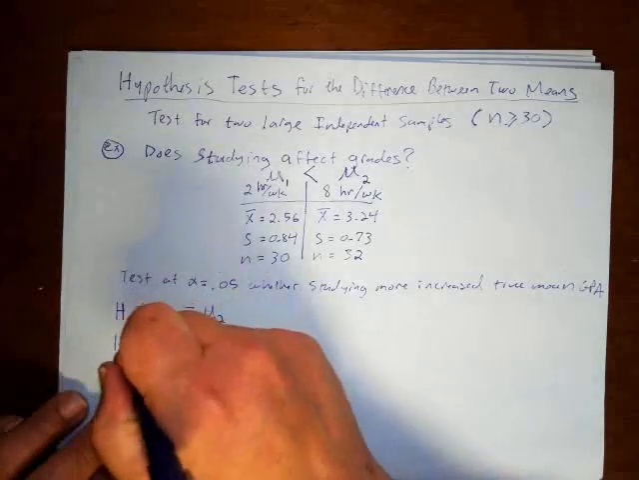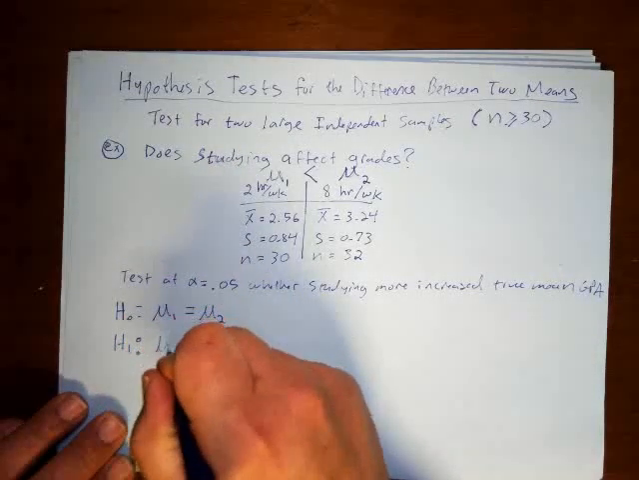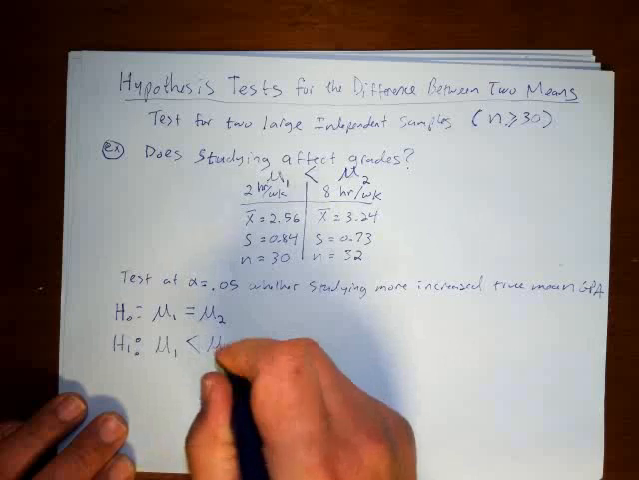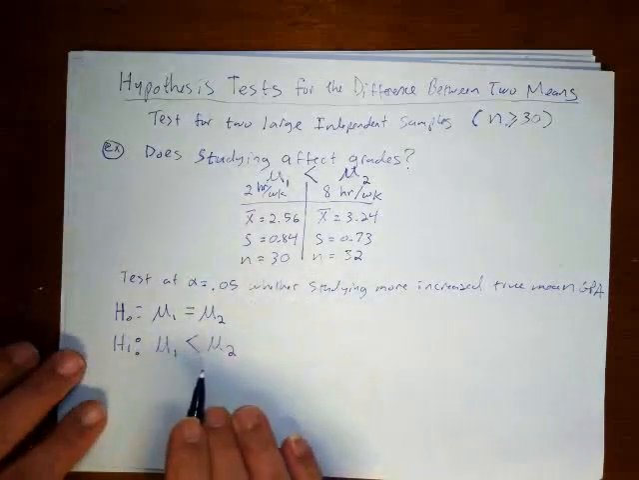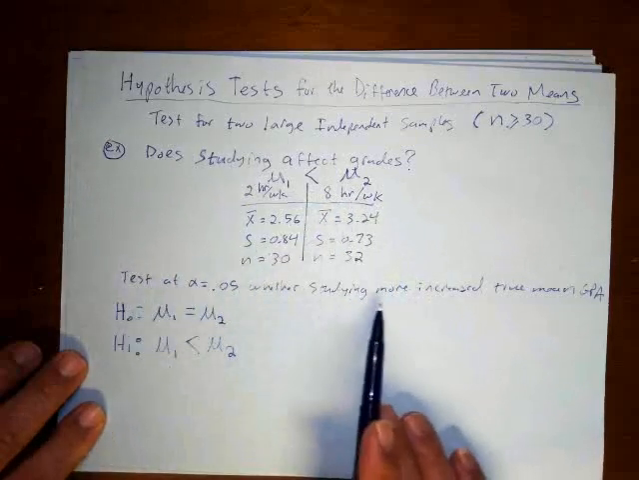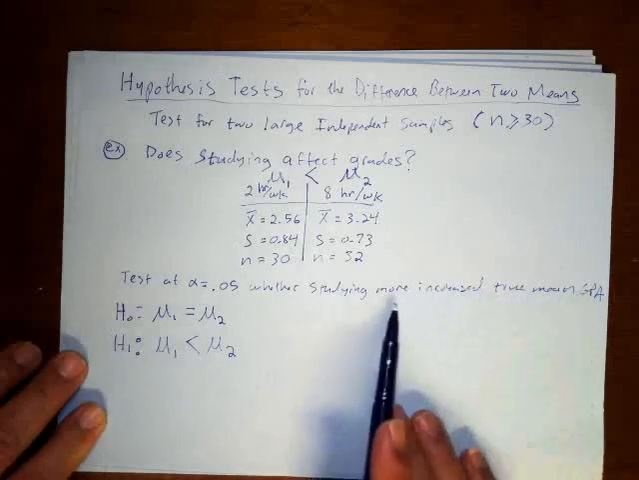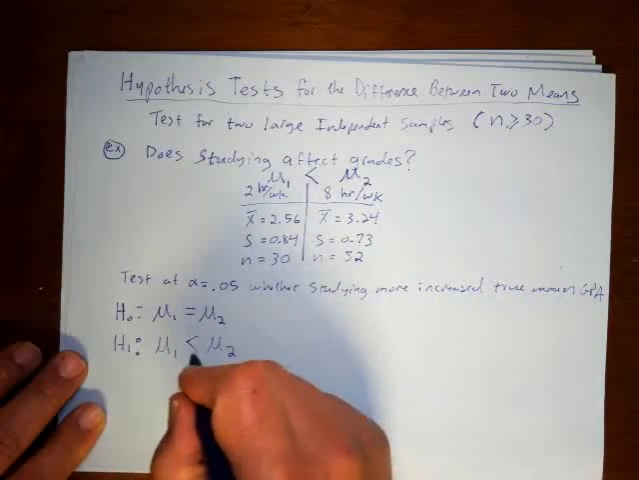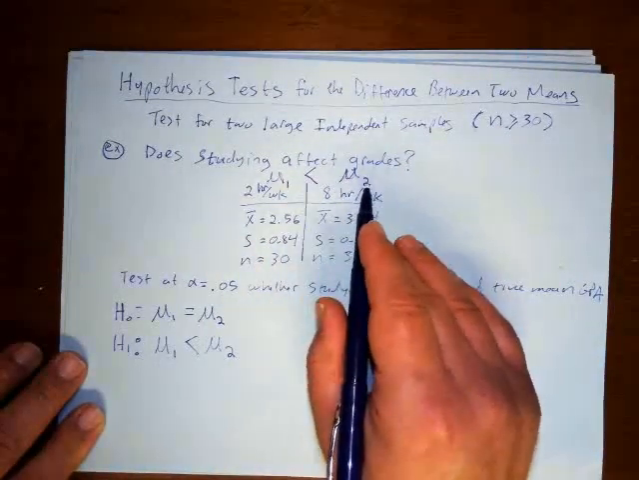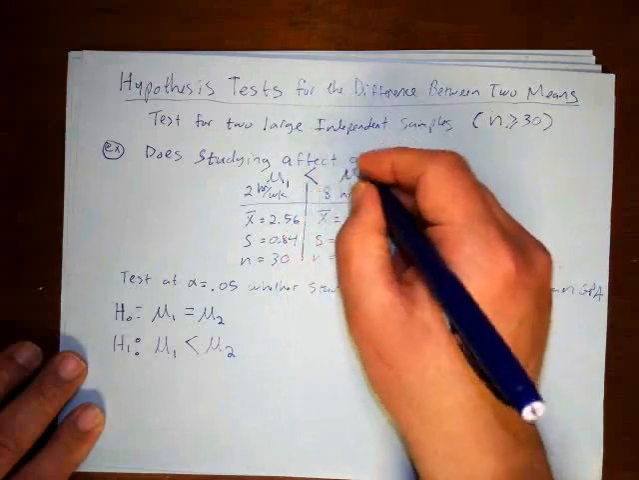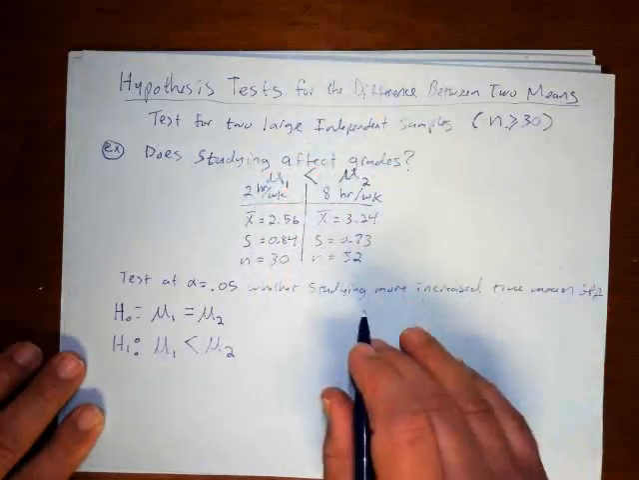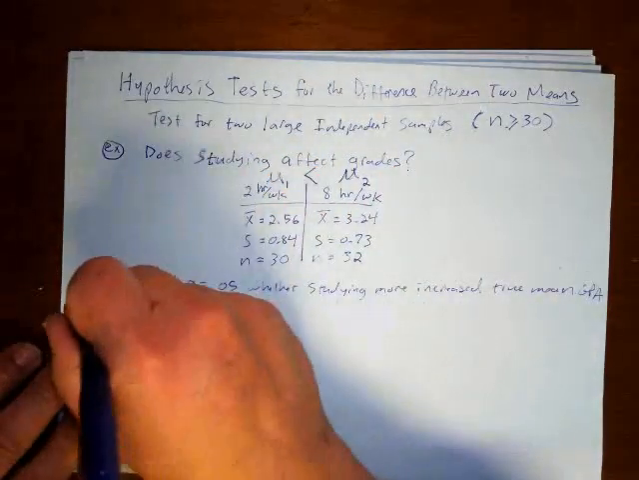And then the alternative hypothesis is going to be: no, mu1 is less than mu2. And so this is going to be a left-tailed test. Now notice you have to be paying attention here, because I'm testing whether studying more increased the true mean GPA. So that would make you think it would be a right-tailed test. But because of the way the table is arranged, and that this is mu1 and this is mu2, I want mu2 to be bigger than mu1, which means I want mu1 to be less than mu2, making that a left-tailed test.